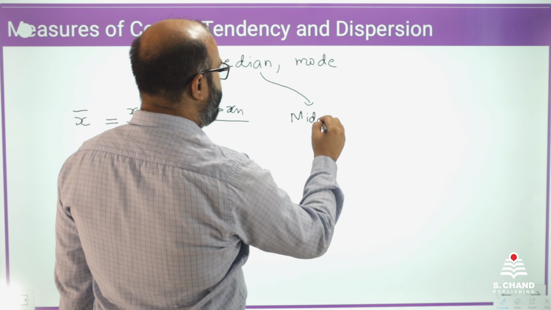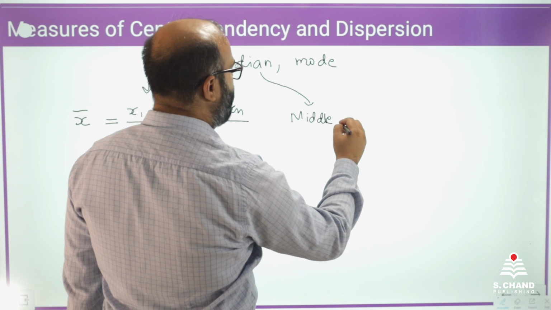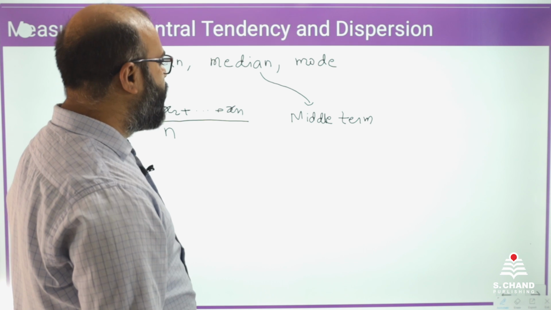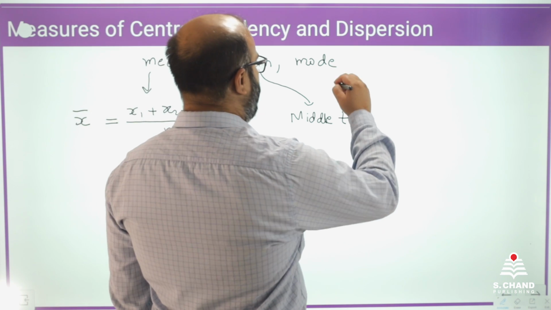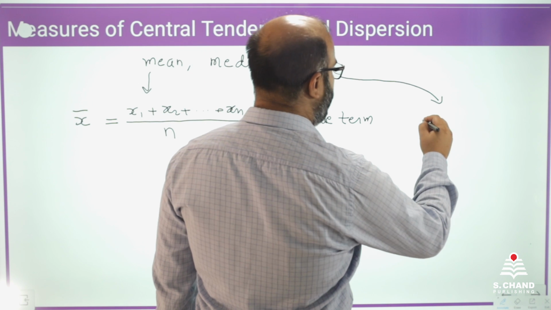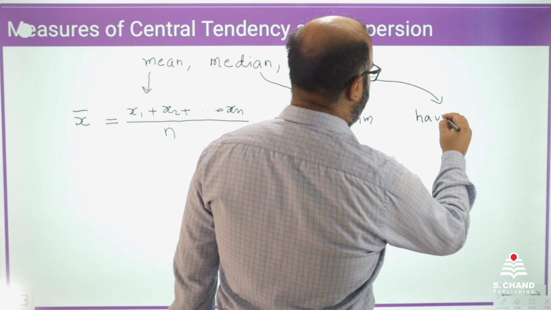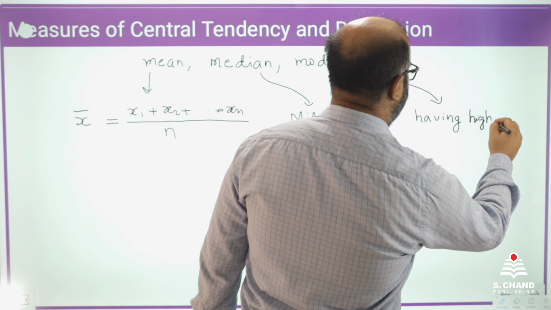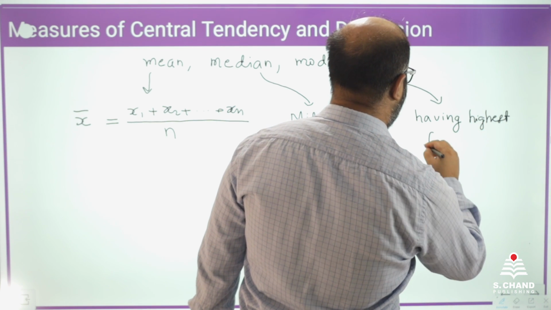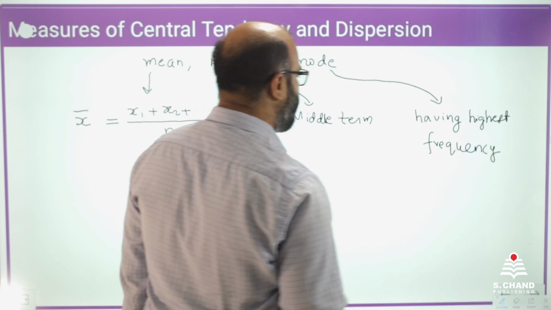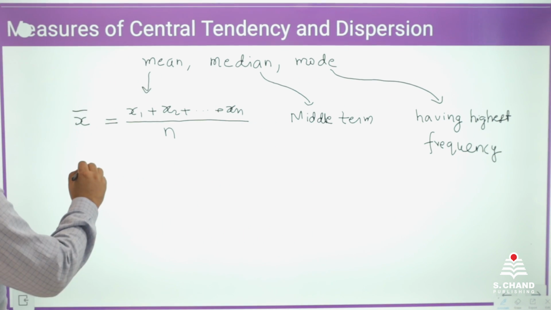There will be one middle value if the total number of the terms are odd, and there will be two middle terms if the total number of terms are even. Then we take the average of them. Mode is the one having the highest frequency, the most occurring value. First we have to know this. Then we come to another thing which is called arithmetic mean.